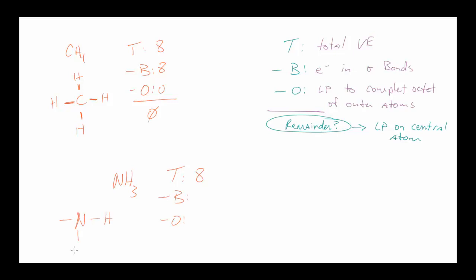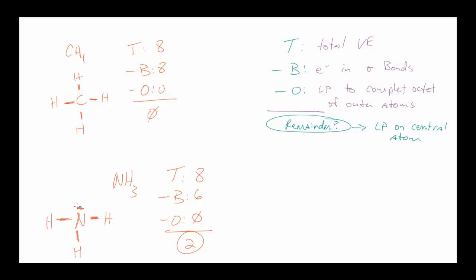Draw out my nitrogen as my central atom to attach the hydrogens to it, and so I would have 6 bonds, or 6 electrons involved in these sigma bonds here, because I've got 3 bonds times 2. And then my outer, again, is going to be 0, so this time I've got a remainder, and remember, the remainder is going to go on the central atom as a lone pair.